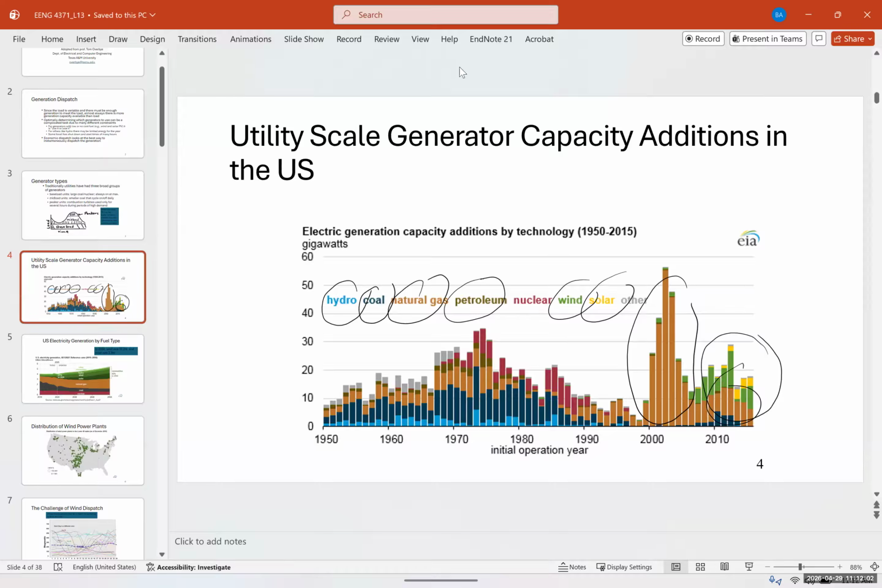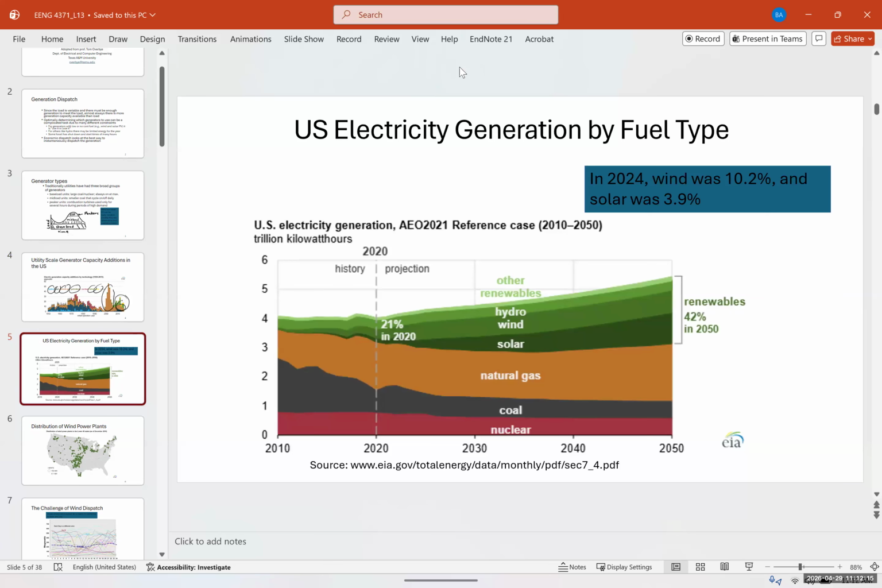Now, economic dispatch algorithms and the supporting market structures have had to evolve to handle this new reality, that we have shifted from fossil fuels to renewable energy. This slide shows the breakdown of actual electricity generation in the US by fuel type, from 2010 and the projection to the 2050s.